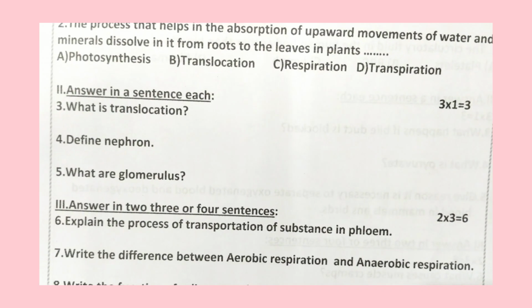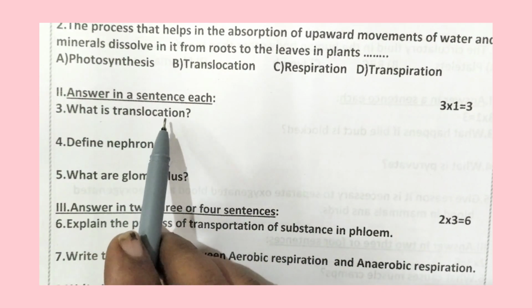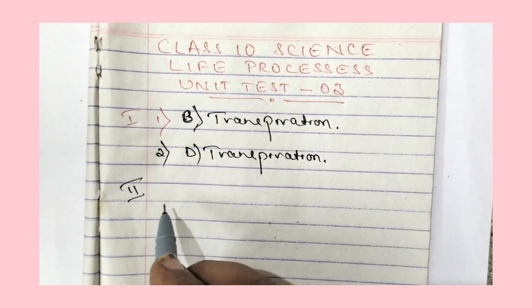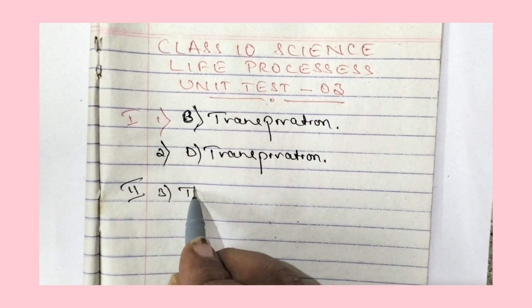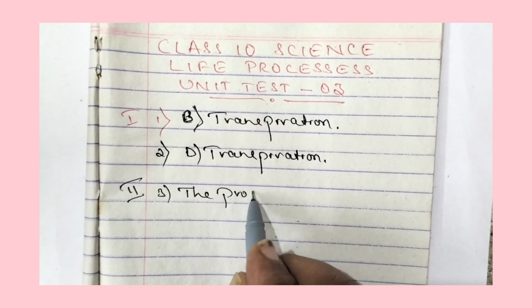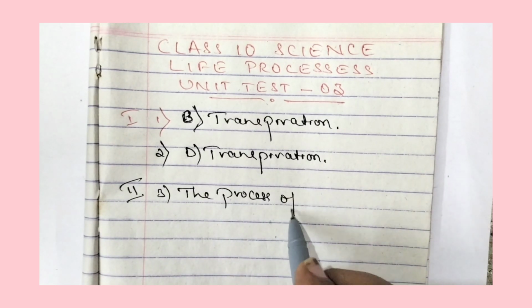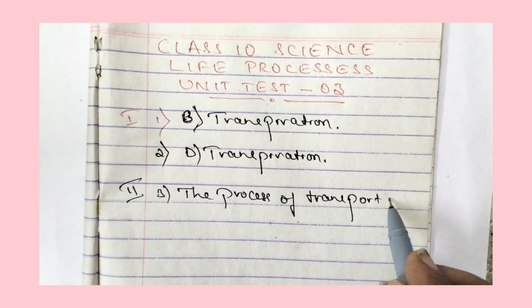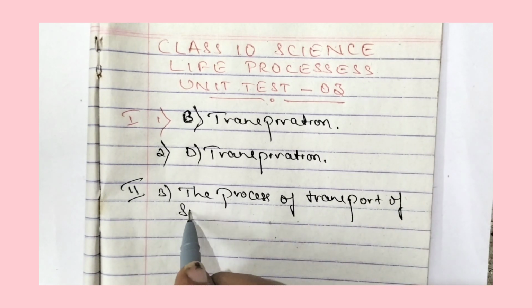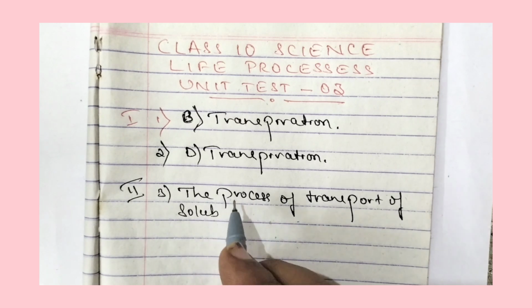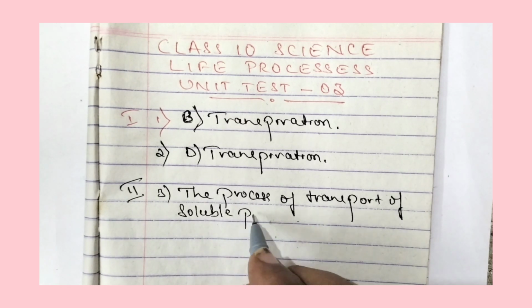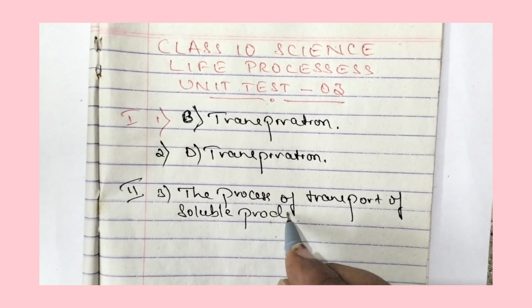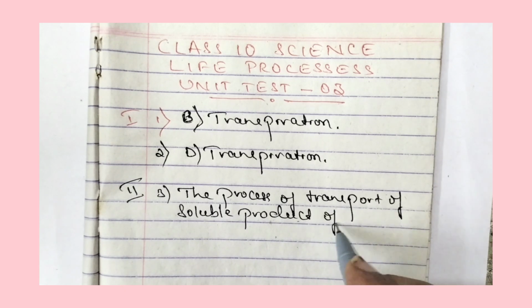Now question number 3. What is translocation? Translocation is defined as the process of transport of soluble product of photosynthesis.